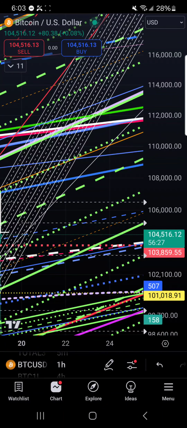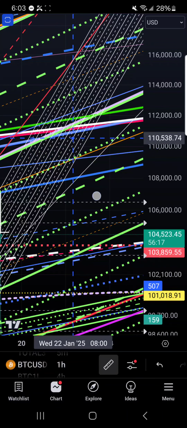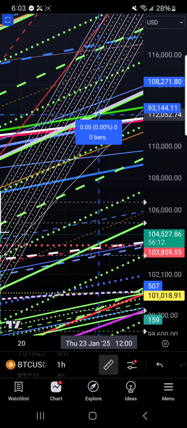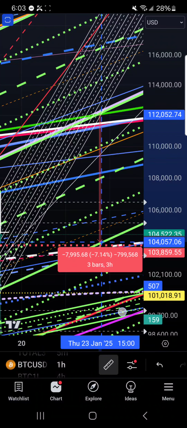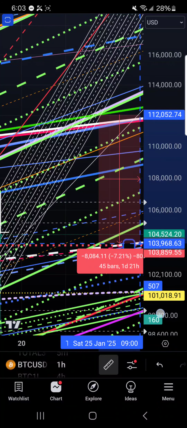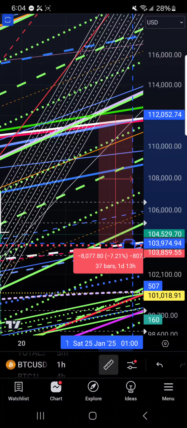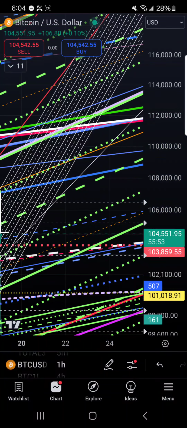Let's see. Sorry, I was thinking for a second. Sometimes I can't think and talk. A 7% move over a couple days. So that'll be a scary enough pullback for people.